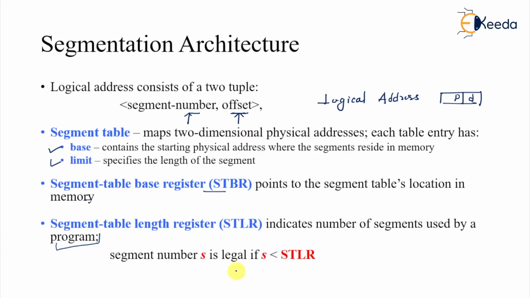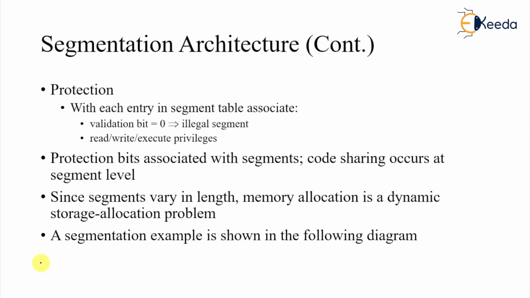Legal is what? If the segment number is less than the limit, that is, if the segment table length register value is greater than the segment number, then it is a legal one. Protection: each entry in the segment table is associated with a validation bit. Validation bit 0 means an illegal segment, and there are read/write protection bits, so access control is also there. The protection bit is associated with the segment, and code sharing happens at the segment level. Segments vary in length, so memory allocation is a dynamic storage allocation problem, and a segmentation example is shown in the following diagram.